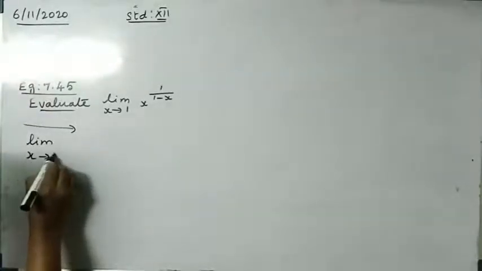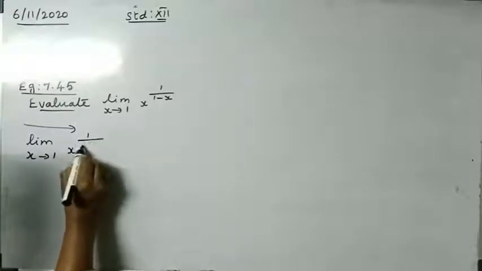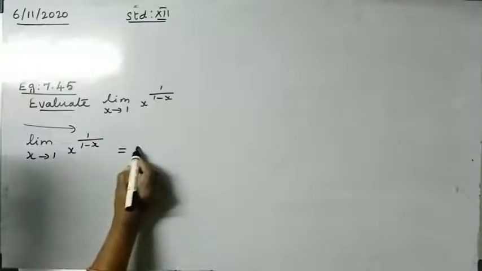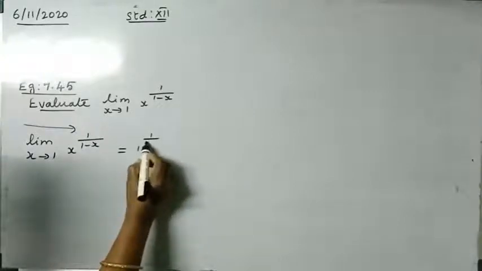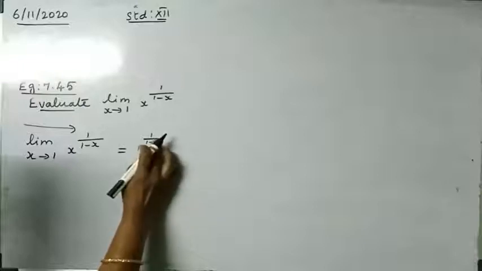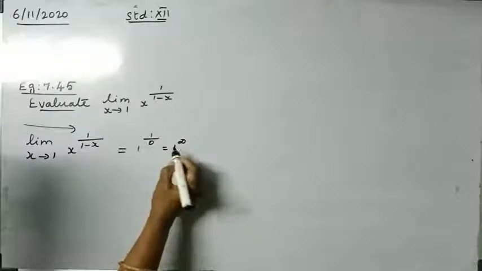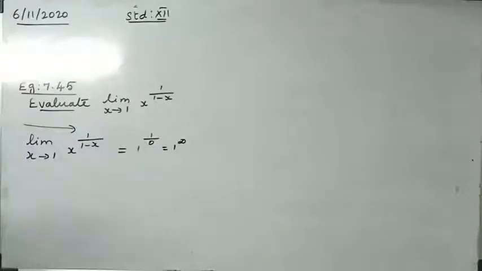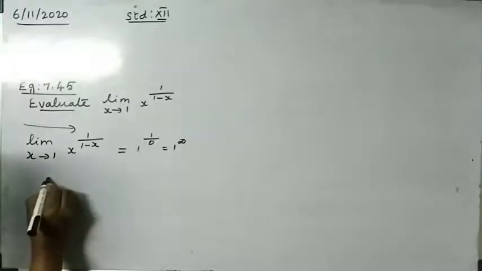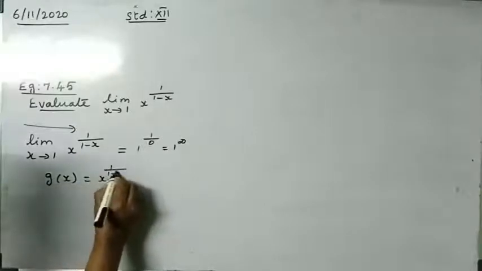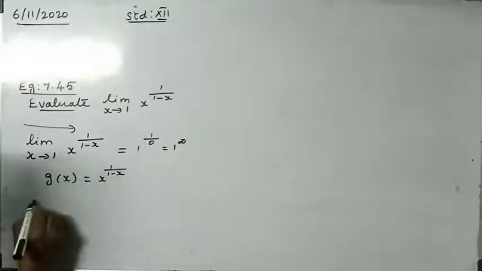Limit x tends to 1 of x power 1 by 1 minus x is equal to, apply the limit. So 1 power 1 by 1 minus 1 is 0. So 1 by 0, which is equal to 1 power infinity. So it is an indeterminate form. So bring this into 0 by 0 or infinity by infinity, then apply LH rule. For that, take g of x is equal to x power 1 by 1 minus x. Now taking log on both sides.